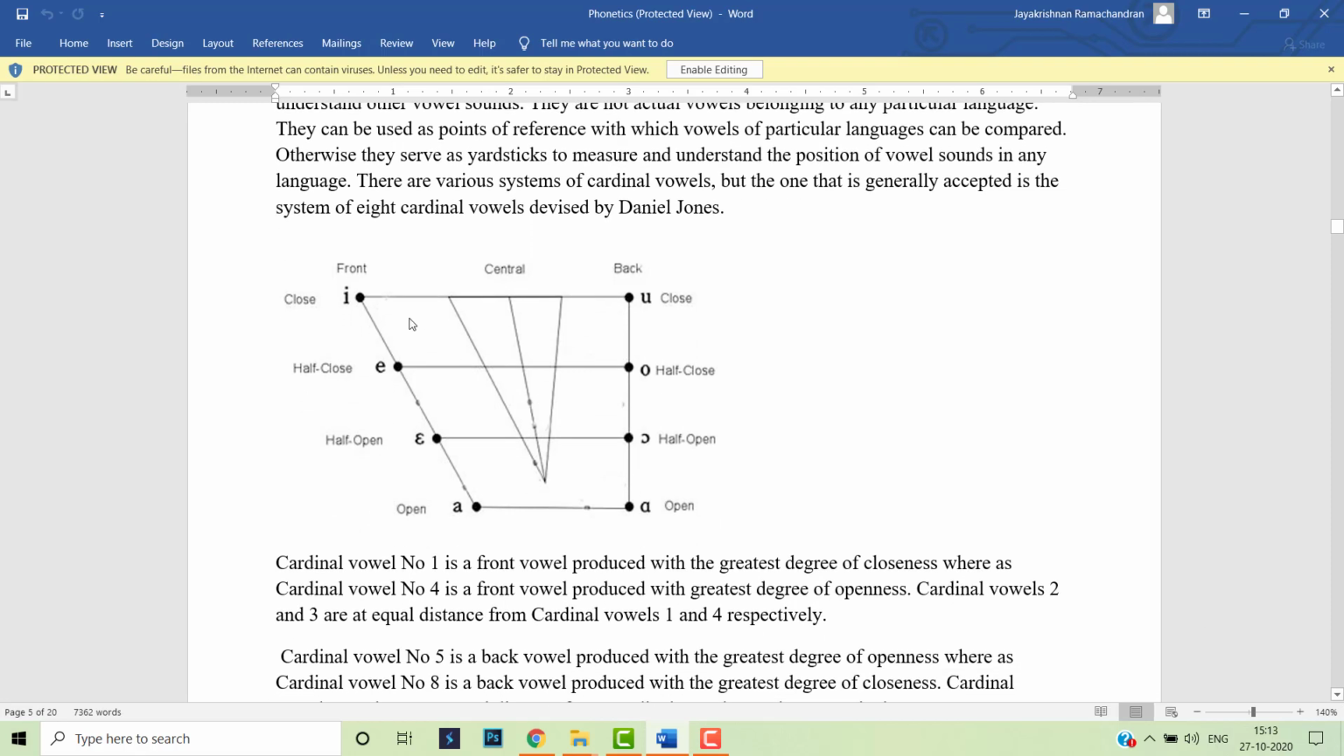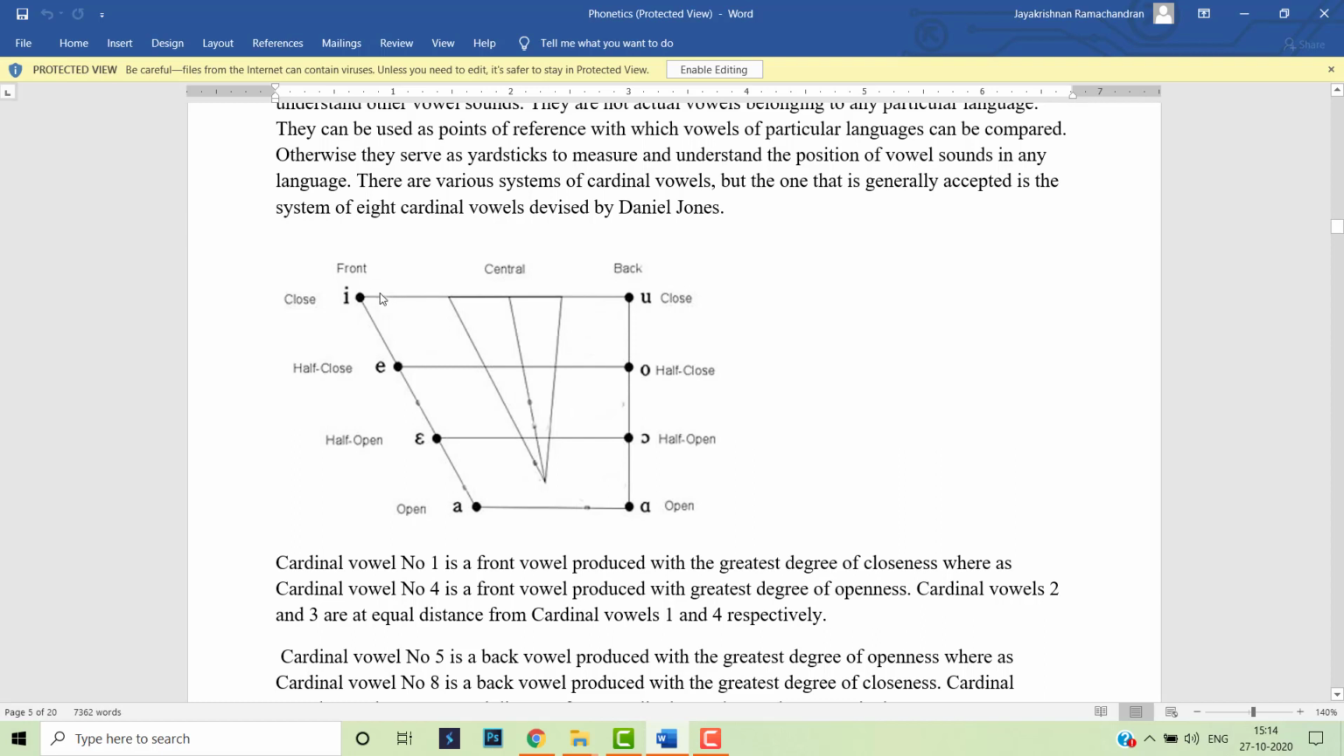Now you can see 8 vowels marked here. This is cardinal vowel 1, this is cardinal vowel 2, this is cardinal vowel 3, this is cardinal vowel 4, this is cardinal vowel 5, this is cardinal vowel 6, this is cardinal vowel 7, and the last one is cardinal vowel 8. Okay, now we will describe each of them; you can describe them easily.